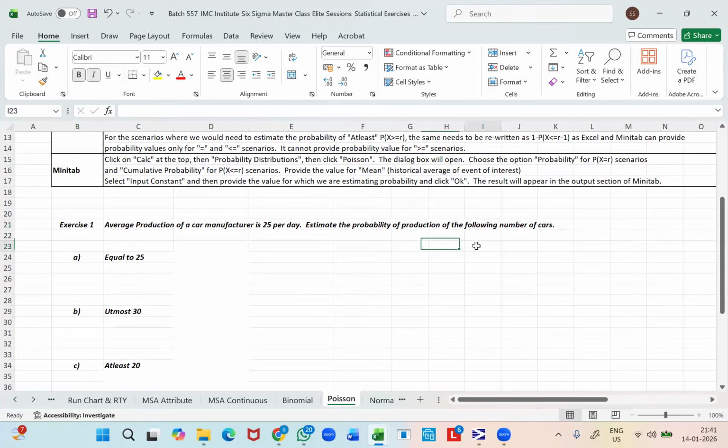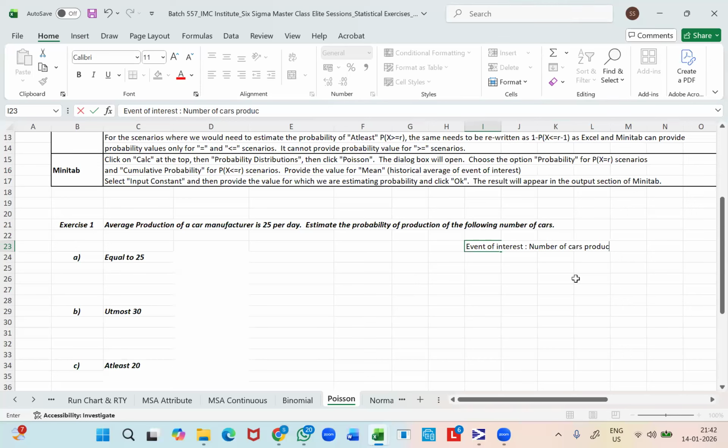First and foremost, we need to find out whether this is a Poisson distribution exercise. For that, we need to identify the event of interest. The event of interest, as we can see, is the production of cars, or the number of cars produced. So this is obviously a count discrete event. The number of cars produced can be mentioned only as a whole number. It cannot be mentioned in terms of decimals. So this will be a count discrete event.